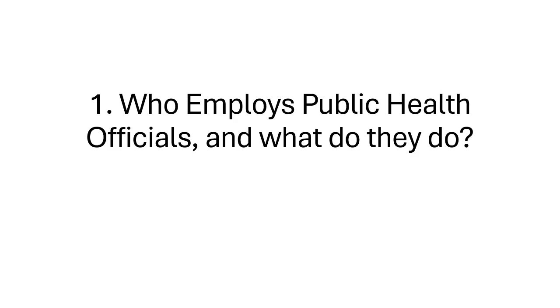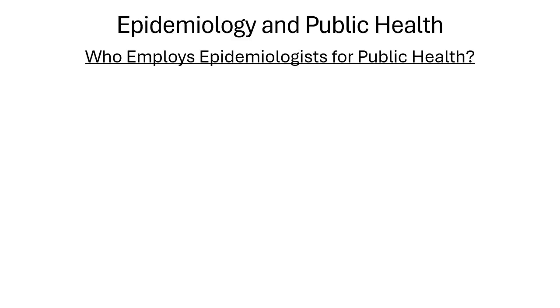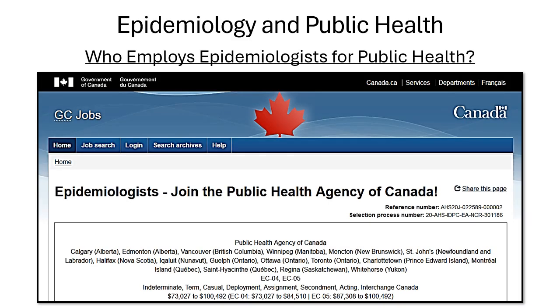All right, just because I promised I would say this, who employs public health officials and what do they do? Okay, who employs epidemiologists for public health? The main employer for epidemiologists is the government of British Columbia and the government of Canada. This is the Canada Job website. I was looking at it a while back, and I saw this advertisement for epidemiologists. Notice that they want somebody who has a PhD or a master's degree in epidemiology, and the starting salary is between $70,000 and $100,000 a year. Right, so the government does employ some epidemiologists, not a lot.